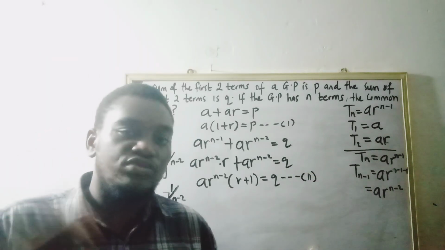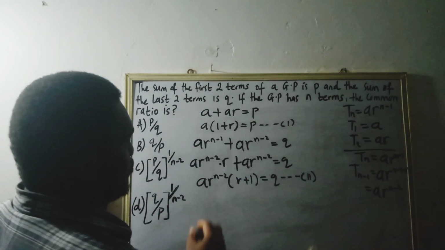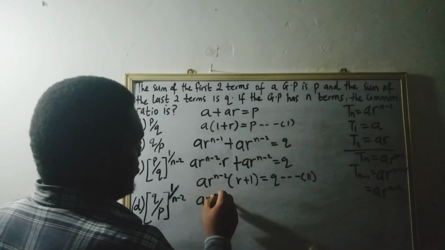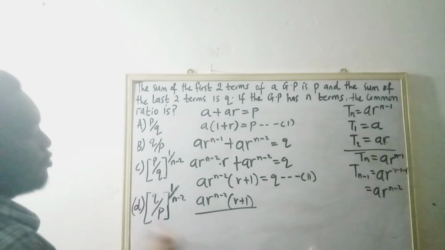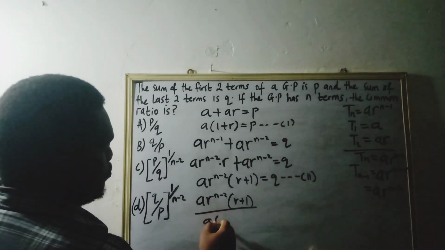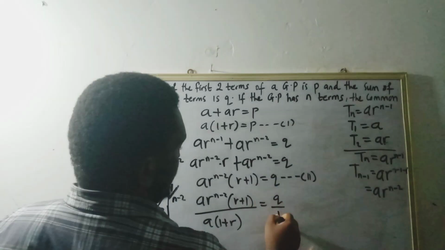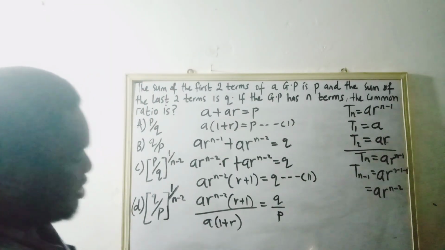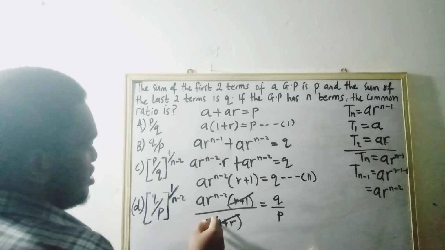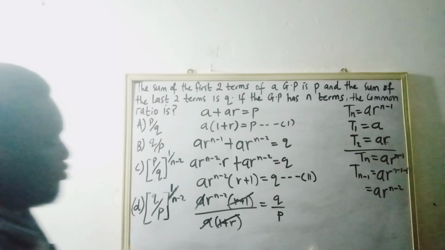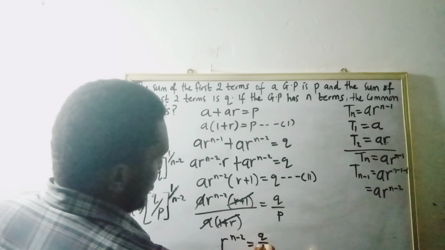Now, what I will do is divide equation 2 by equation 1. Equation 2 divided by equation 1 becomes ar^(n-2)(r + 1) over a(1 + r), and that should be Q over P. Looking at this side of the equation, (1 + r) is common, so that can annul itself. The same thing will happen with a. So all I'll be left with is r^(n-2) = Q/P.